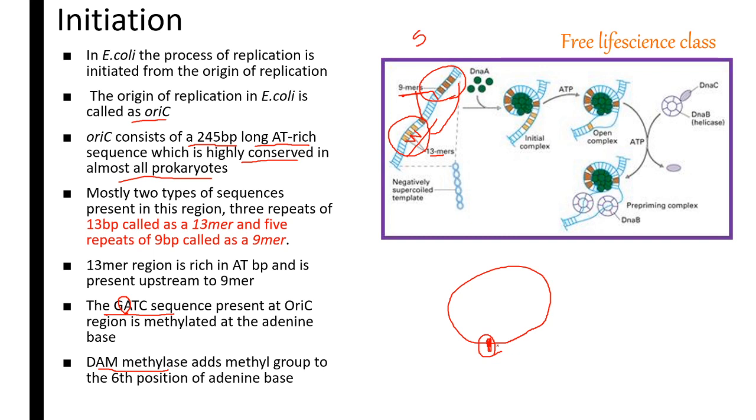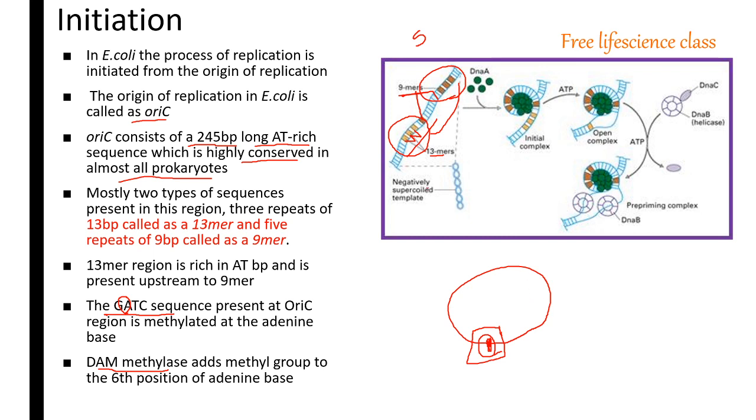We can also use the name replicon. It means a unit of DNA replication which possesses the origin of replication. In prokaryotes, we can see only one replicon. Very important: in prokaryotes there is only one replicon. The replicon is the region where DNA replication starts, and we can see the ORIC region there.